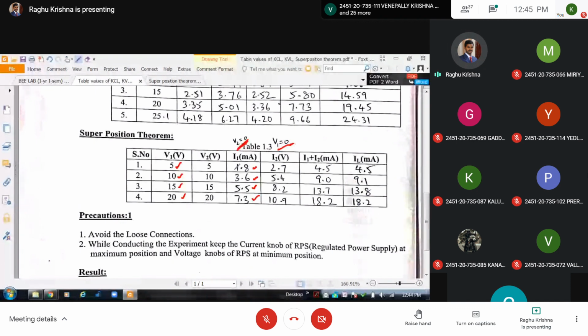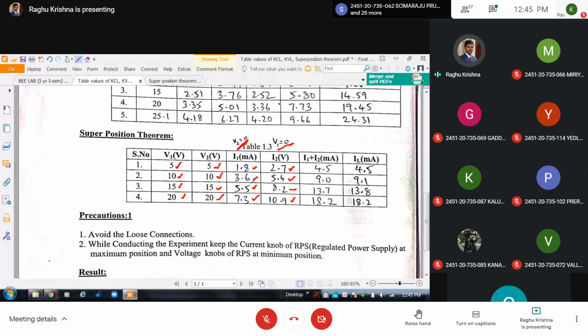Next, if I apply V2 equal to 5 volts, I am going to get I2 as 2.7. Next, for 10 volts, we are going to get 5.4. Next, I applied V2 equal to 15 volts, then I got I2 as 8.2. So next, I made V2 as 20 volts, and I got I2 as 10.9.